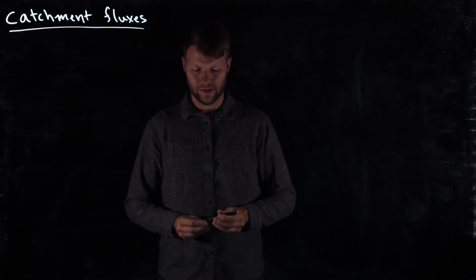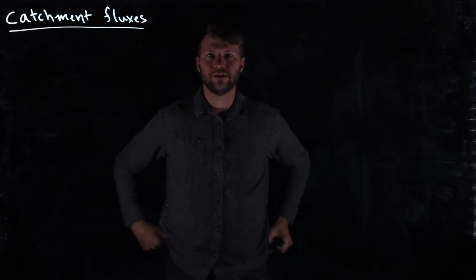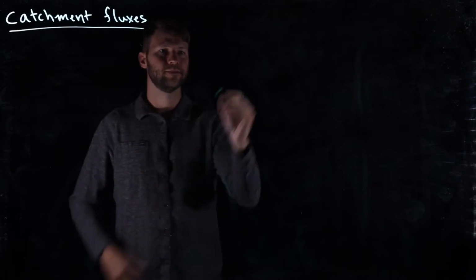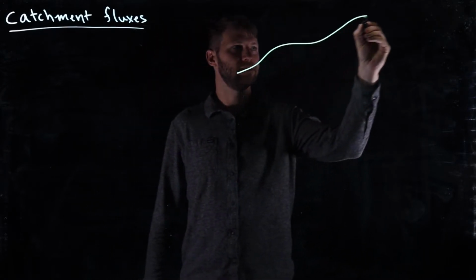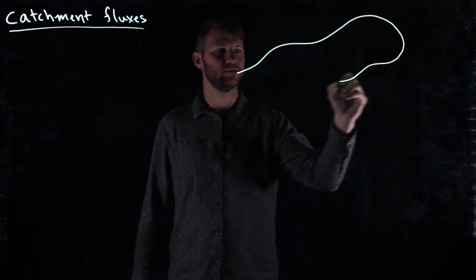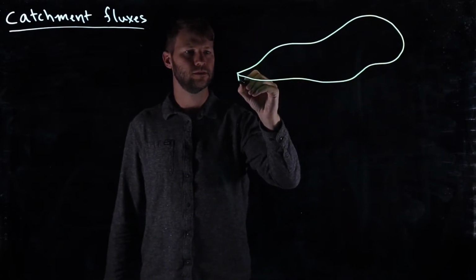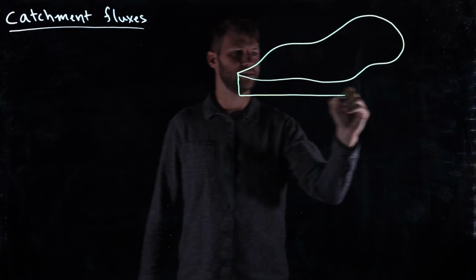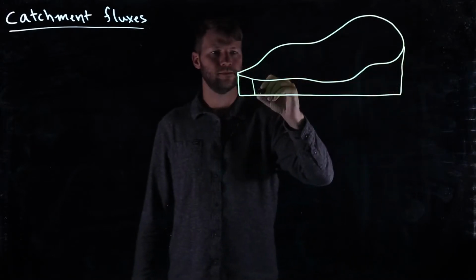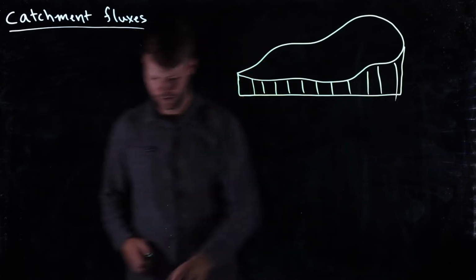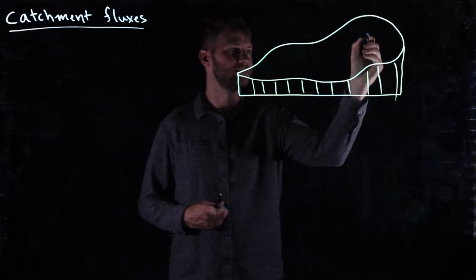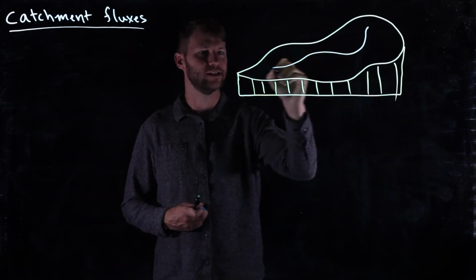Okay, let's talk about the fluxes that go into and out of a catchment. If we now draw a catchment here, kind of in a perspective view, so we'll be looking here at the catchment on its side at an angle. This is sort of a cutaway. And you can imagine that there's some stream channel network draining this catchment.